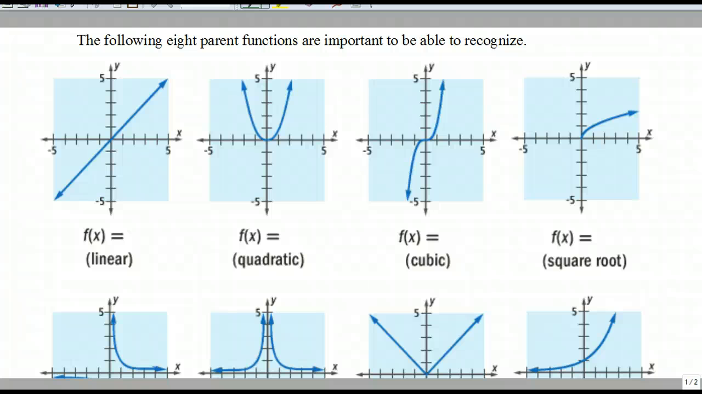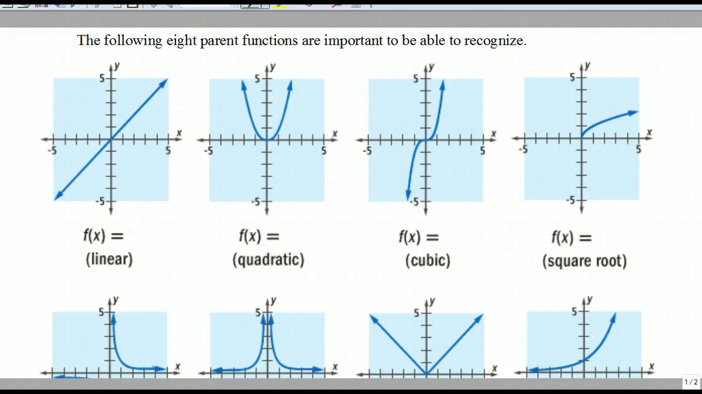Okay, so we're starting a new chapter, and it's section 3-1. The main gist of this chapter is that we're going to learn the basic parent functions, and we're also going to learn how to adjust our windows on our calculators to make sure that we see all the parent functions when we look at them, or functions if they've moved.